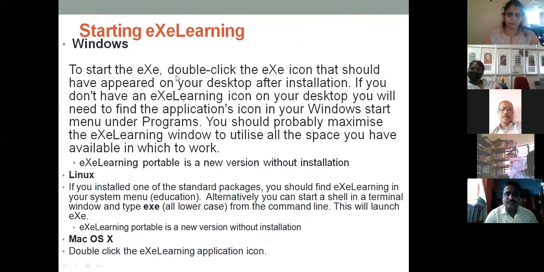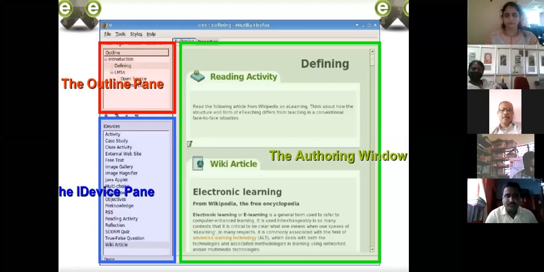First, we go to the EXE which you have installed, and then we double click on the EXE icon. Okay, that I will do. Now, these are the three things which you will have to look for when I open it. There are three panes here. The first one is called the outline pane. I'll tell you how to do it when I open.